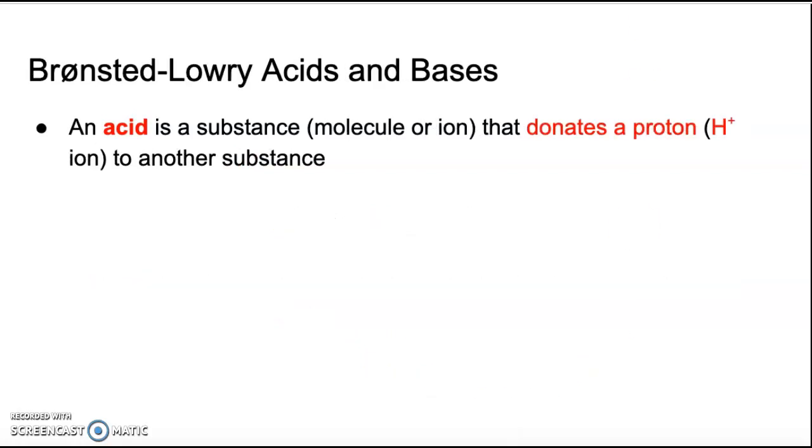For what we want to talk about, we need to have a little bit more sophisticated definition of an acid and base. And so we're going to use the Bronsted-Lowry definition of an acid and a base. So in this definition, an acid is a substance that donates a proton to another substance. So again, we can think of hydrochloric acid also would be included in that definition of a Bronsted-Lowry acid.